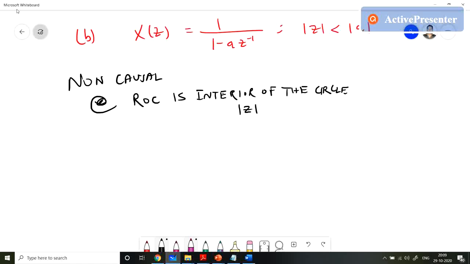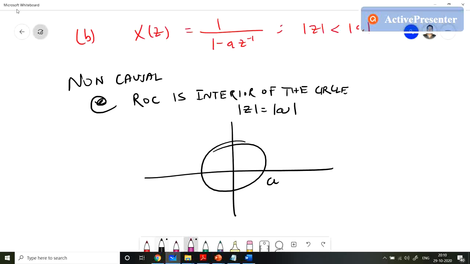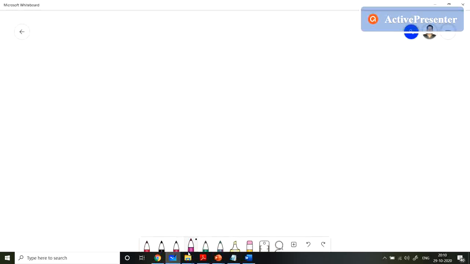Modulus z equals modulus a. So the ROC is the interior of the circle. It means that it is non-causal. In fact, it is an anti-causal signal. So that approach will be slightly different. And how to do that long division?